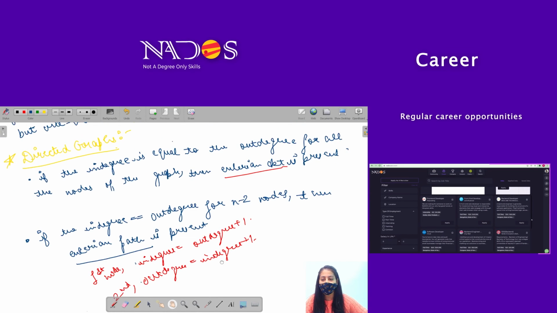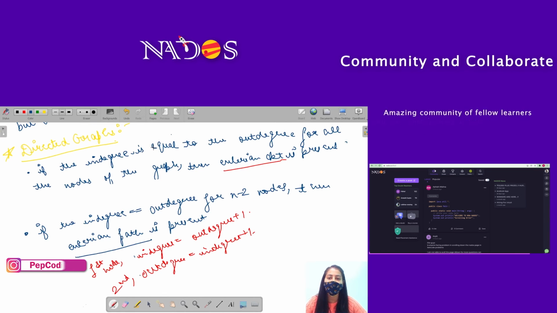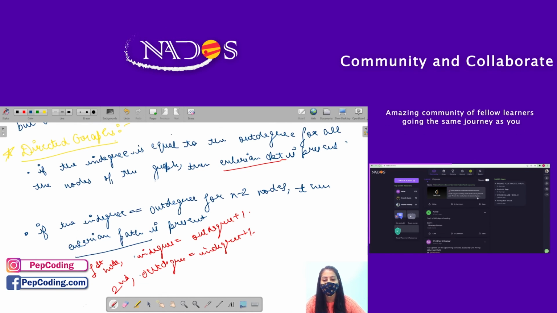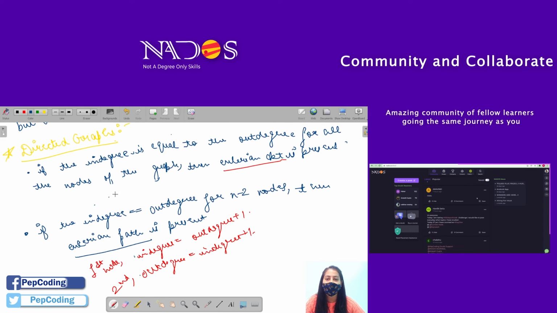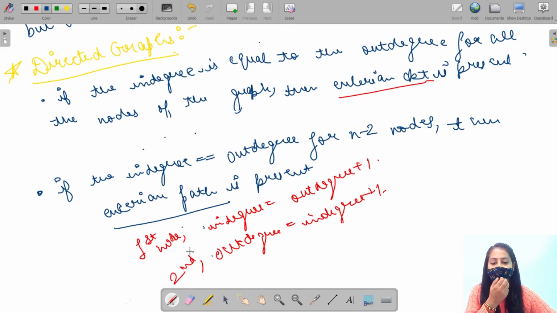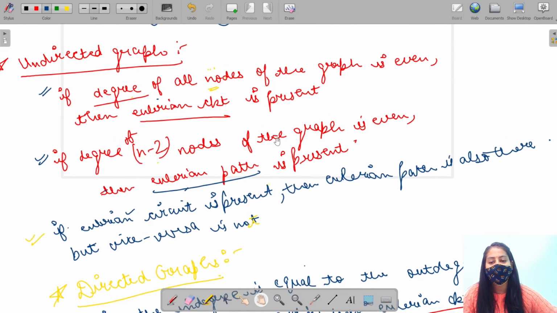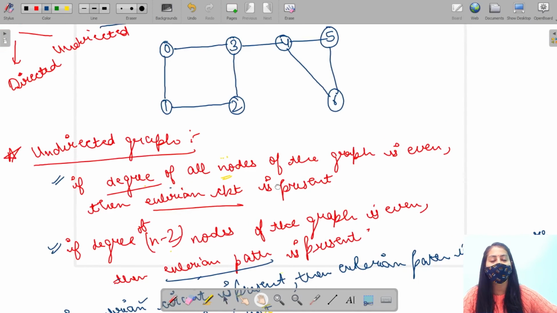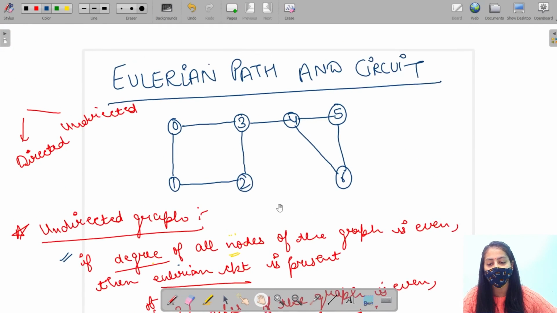So for directed graphs, if the in degree and out degree of all the nodes are the same, then an Eulerian circuit is possible. If the in degree and out degree of n minus 2 nodes are the same, but for two nodes either the in degree or the out degree is greater, then an Eulerian path is possible. Similarly, for undirected graphs, if the degree of all the nodes is even, then an Eulerian circuit is possible. But if the degree of n minus 2 nodes is even and the degree of the 2 remaining nodes is odd, then an Eulerian path is possible.